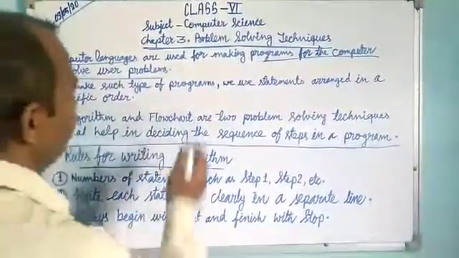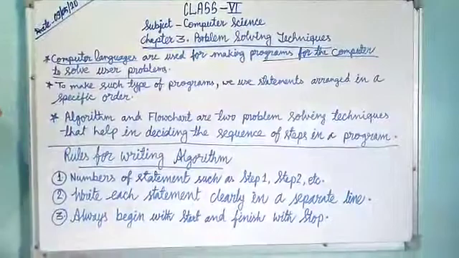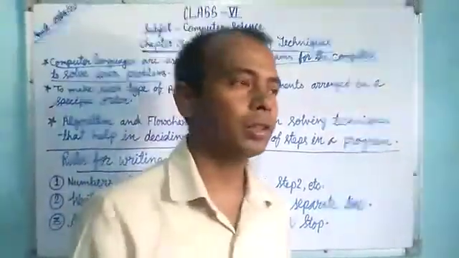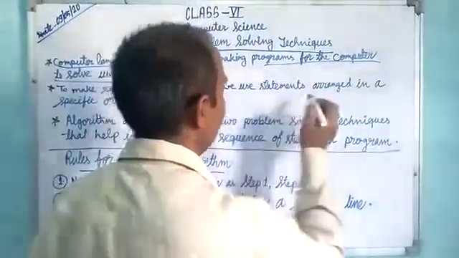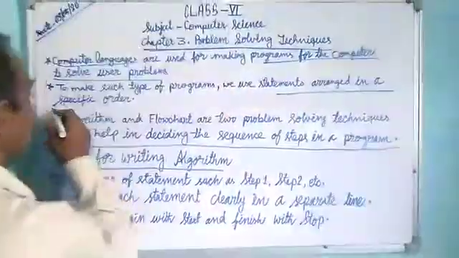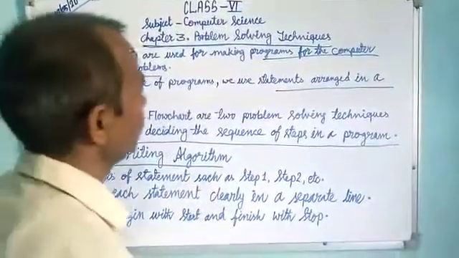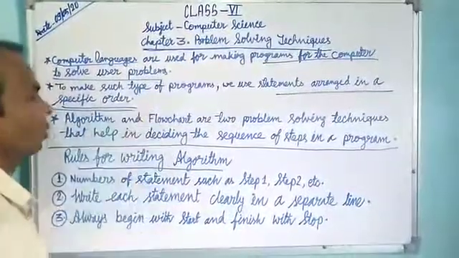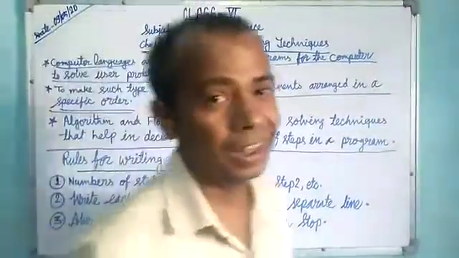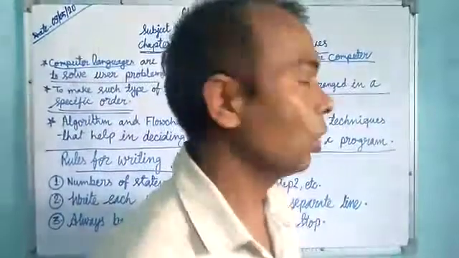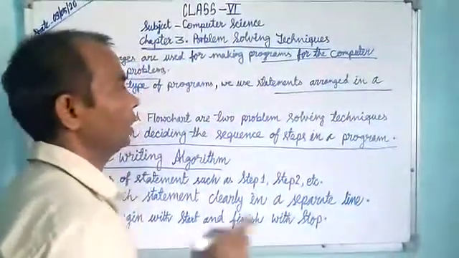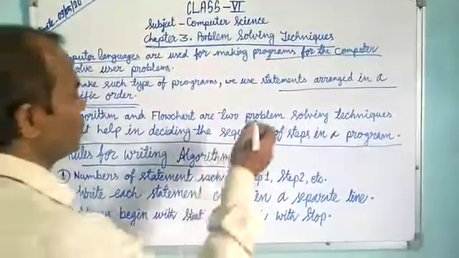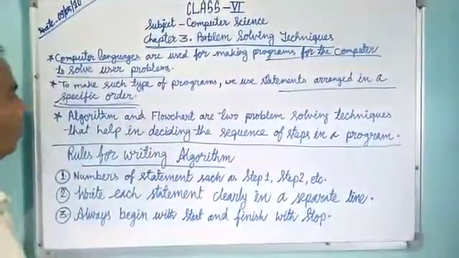Okay, how are we going to make the program? We have so many instructions, and those instructions have to be arranged in a specific order to make a program. So the statements are arranged in a specific order. If the order is incorrect, then it is not solving the problem and it is not giving the results. So we have to arrange these statements in a specific order.